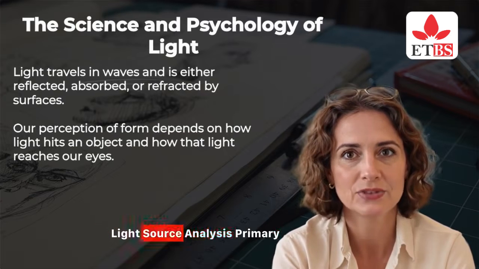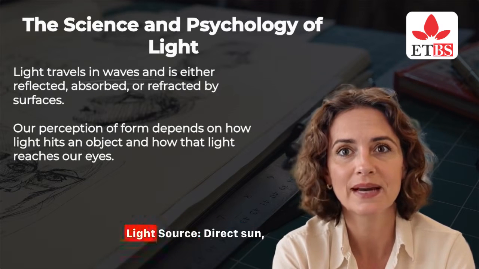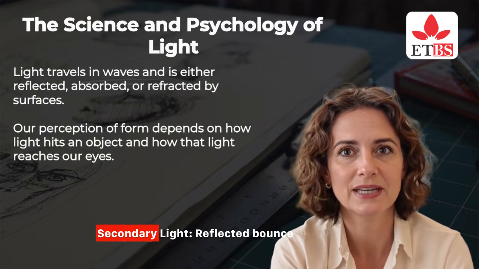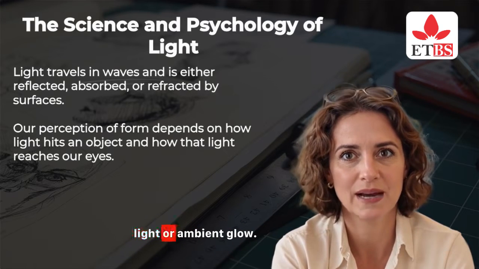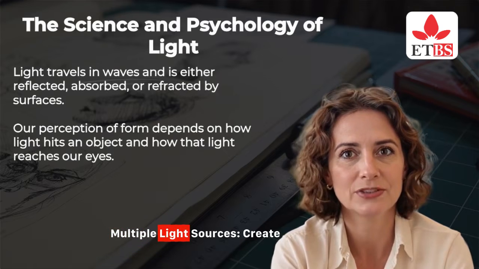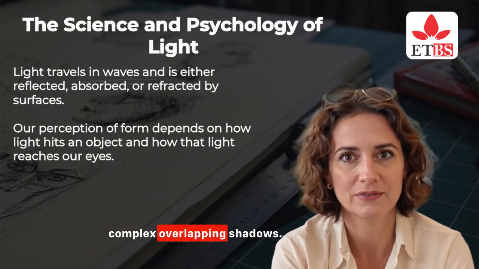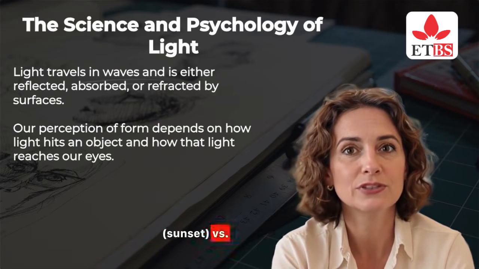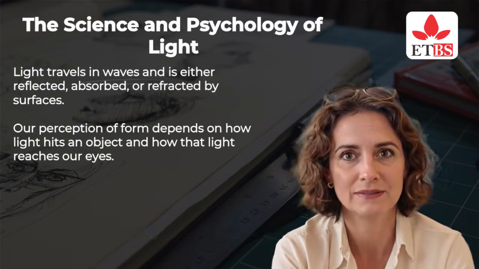B. Light source analysis. Primary light source: direct sun, lamp, spotlight, etc. Secondary light: reflected bounce light or ambient glow. Multiple light sources create complex overlapping shadows. Color temperature: warm lights, sunset versus cool lights, fluorescent, moonlight.